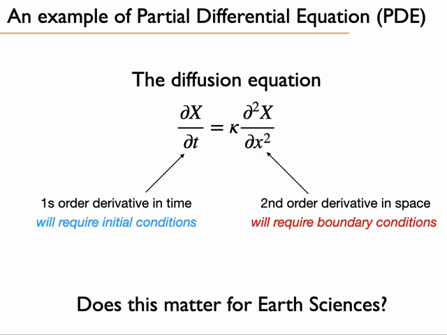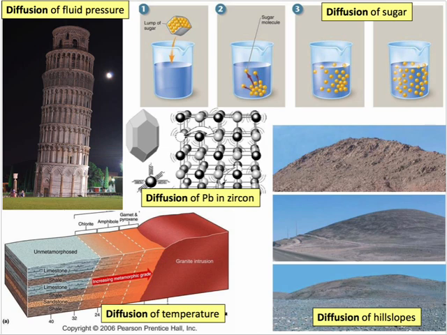So the question you may ask is, does this matter at all for earth sciences? Why do we study this equation? And the answer is, of course, yes, it matters, and not only a little, it matters a lot. Diffusion is everywhere, from the large scale. So here would be an example of a magmatic intrusion that enters into a country rock, and that will trigger metamorphism by the diffusion of heat inside the country rock.